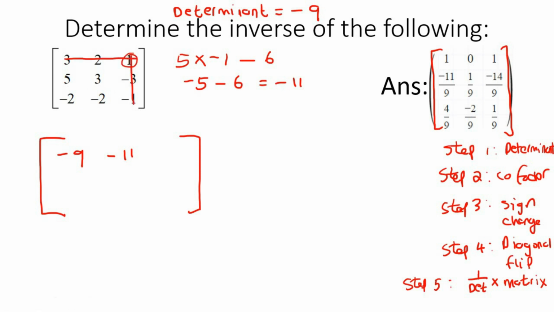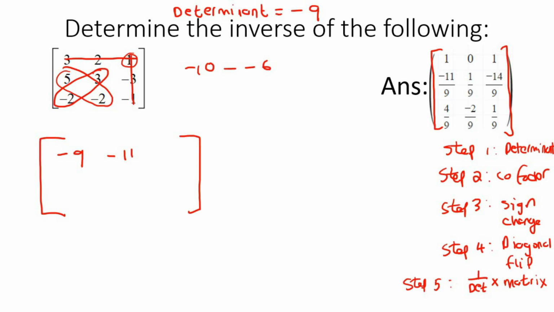So now we put a line through those, and so now we do the determinant. So we multiply those two together, which is negative 10. Then we say minus, and then we multiply those two together, which is negative 6. And so that's going to give us negative 10 plus 6, and that's going to give us negative 4. And we put the answer over there.